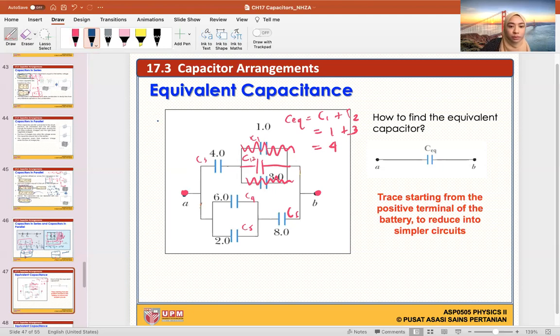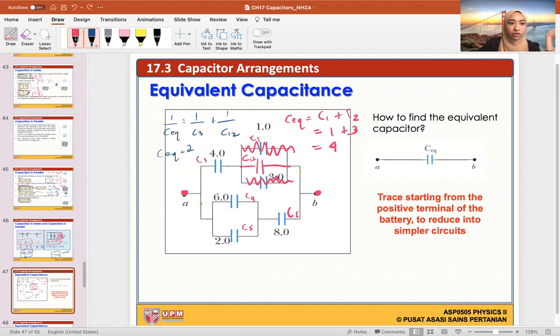So my equation should be 1 over C equivalent equals 1 over C3 plus 1 over C12. C3 is 4, C12 is 4. So that is 1 over 4 plus 1 over 4 is 2 over 4. So my C equivalent is 2 farad. Assuming you know the units, let's just say it's 2. So I know that C3 is in series with C12.